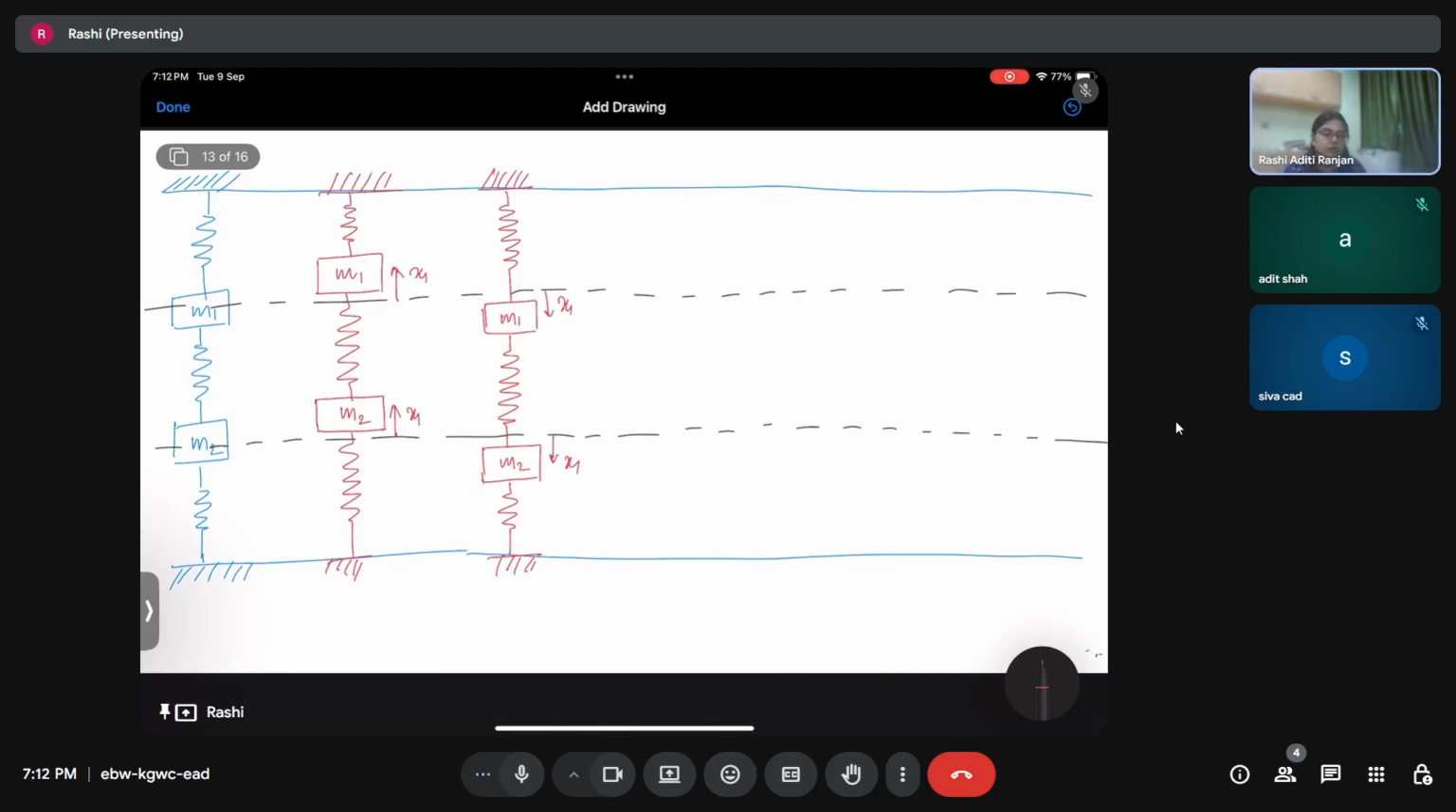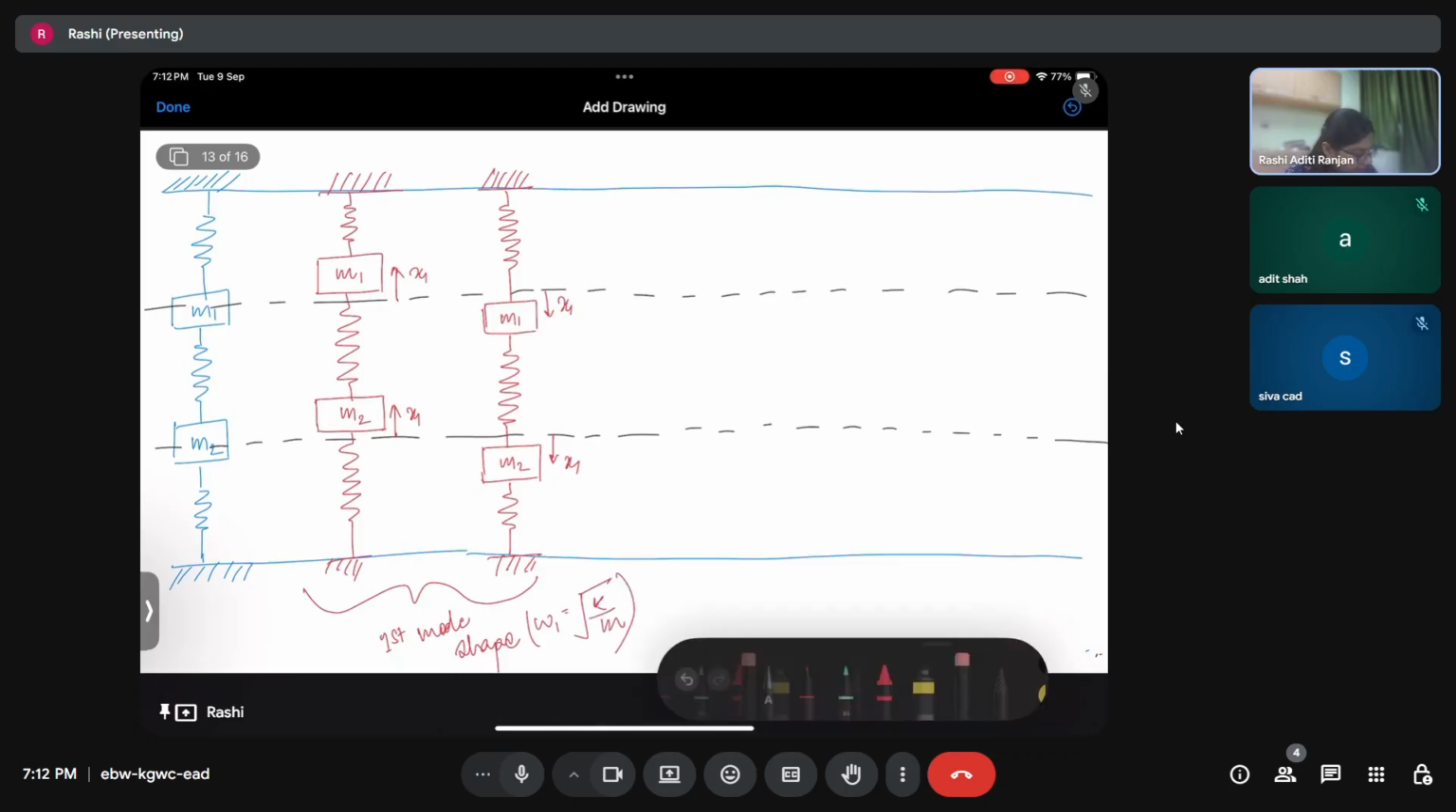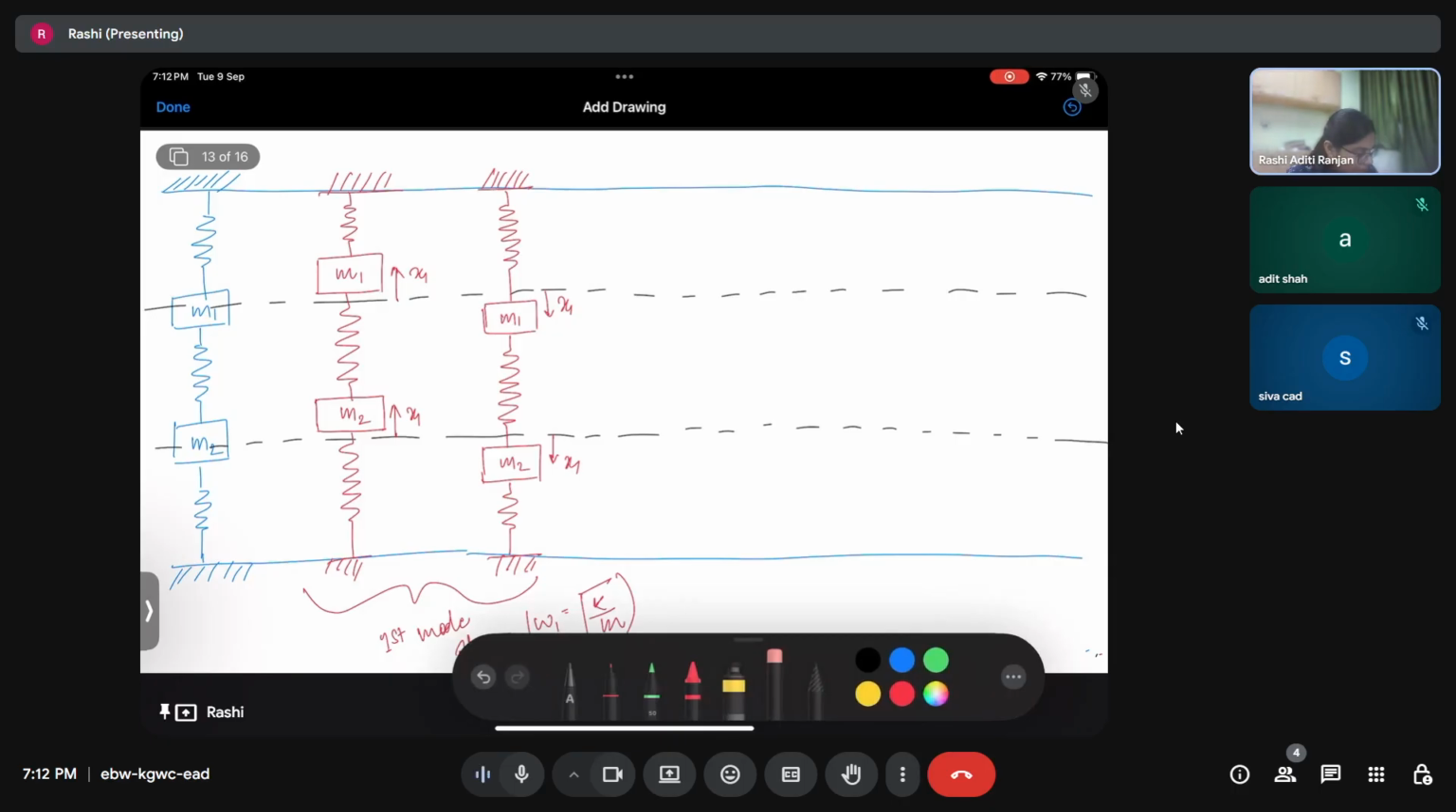This is for the first mode shape. This is our first mode shape for the frequency omega 1, which is equal to under root of k by m. Now what about the second mode shape?